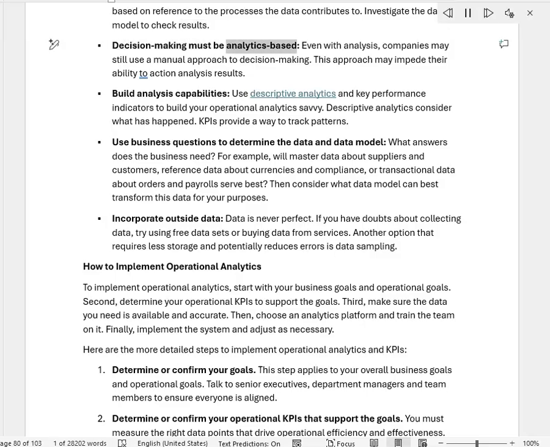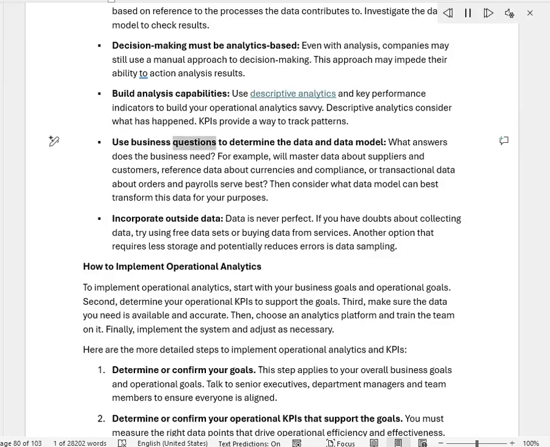Decision-making must be analytics-based. Even with analysis, companies may still use a manual approach to decision-making. This approach may impede their ability to action analysis results. Build analysis capabilities. Use descriptive analytics and key performance indicators to build your operational analytics savvy. Descriptive analytics consider what has happened. KPIs provide a way to track patterns.